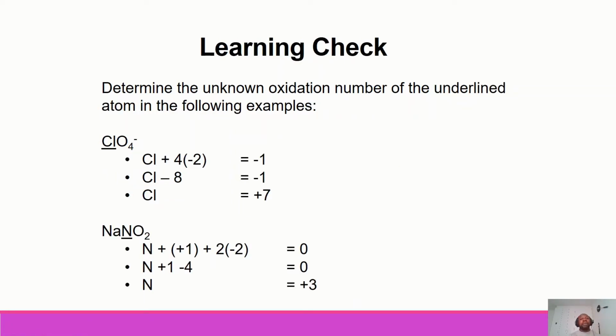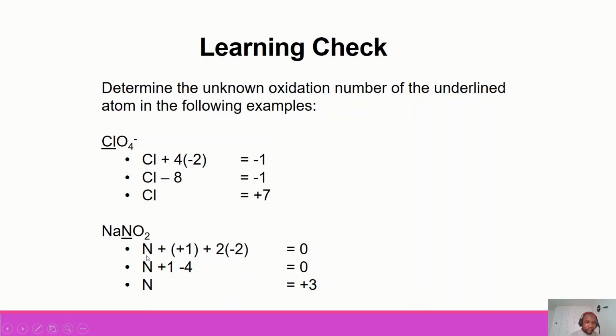Let's check. We already know that oxygen has an oxidation number of -2. And how many oxygen do we have? We have 4 oxygen. So it's going to be chlorine plus 4 times -2. And the total is -1. Remember, the charge is -1. That's it, it equals -1. So if you work it out, at the end, you're going to get +7.